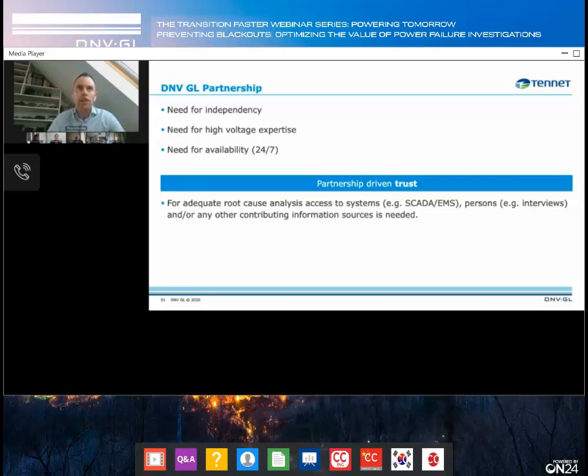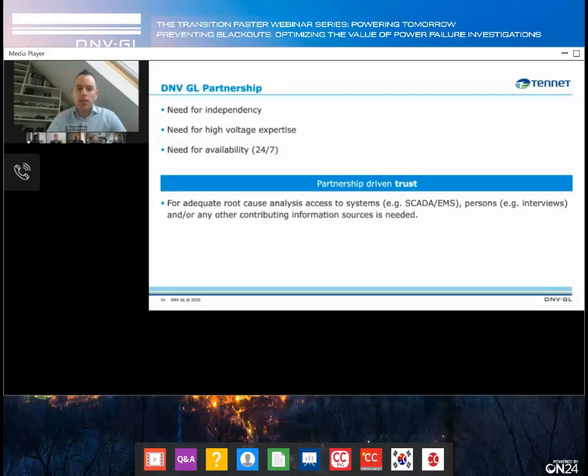And I think in addition, it's not only independency, but it's also the expertise that DNV-GL is delivering. So you have a high range of high voltage experts available, which can support us in our investigations or give guidance to our own investigation. So that's really important for us to have that secured.